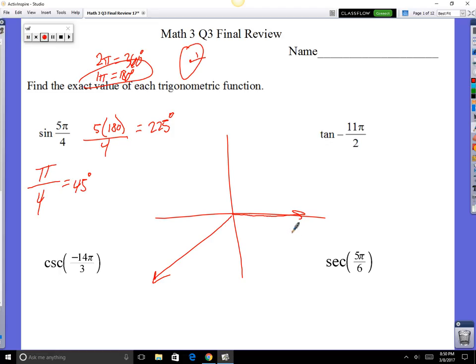So 225 is more than 180 but less than 270. But if you just count by 45s, you're counting 5 of the 45s. So you go 1, 2, 3, 4, 5. Okay, so now I'm going to do some trig. So I am going to go up, and that angle I know is a 45. That angle is a 45. That's a 90.